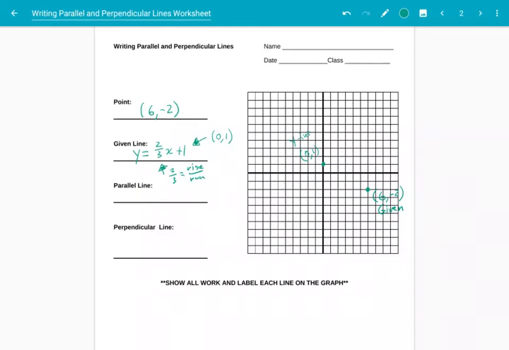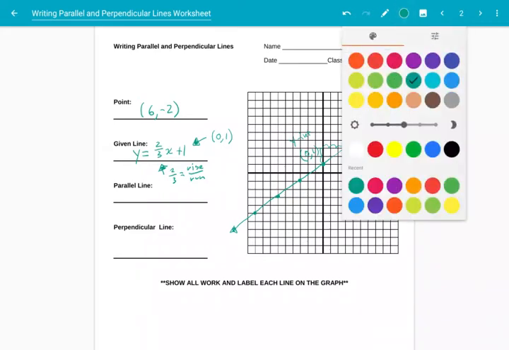So we're going to rise up 2, 1, 2, and run over 3, 1, 2, 3. So up 2 over 3, and then we can go back, down 2 and back 3, down 2 and back 3, down 2 and back 3. Okay, and I'm going to draw this line. Here's our given line. There it is right there. So there's our given stuff, the point and the line.